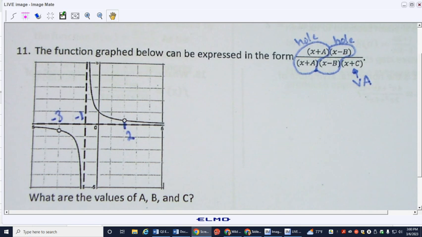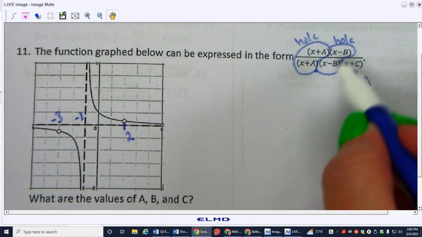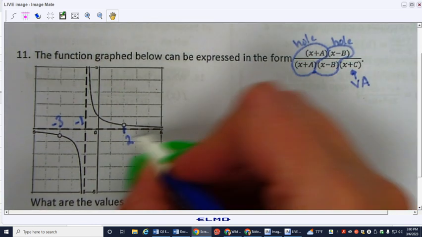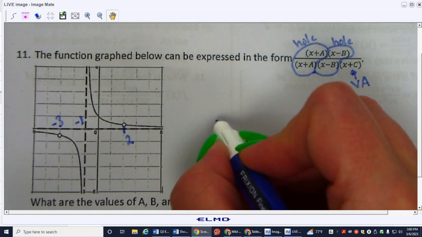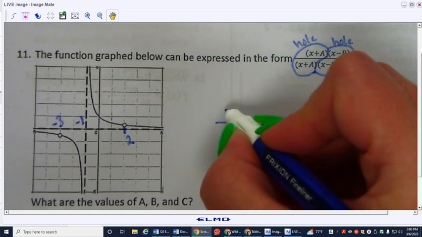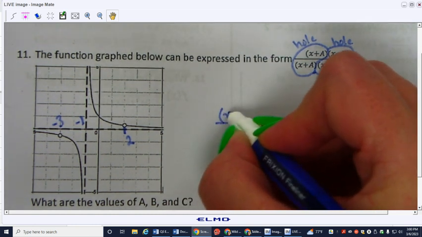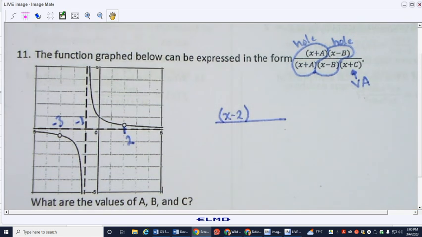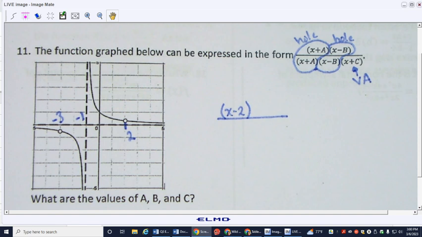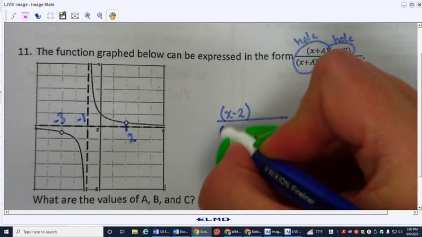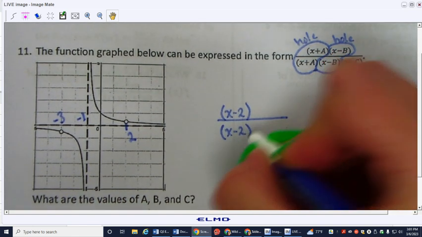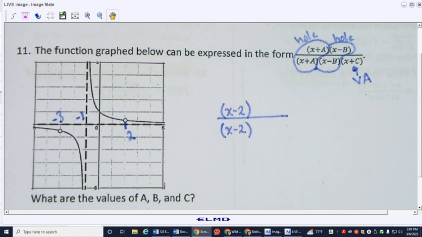What do you want to start with? Which hole, the negative 3 or the 2? 2? So what would I put in here that would cancel out, that would make that hole? Would it be x minus 2 or x plus 2? X minus 2? So when x minus 2 equals 0, that's going to give me a hole at positive 2, yes? Yes. So that needs to repeat on the top and the bottom. Because that way when I put a 2 in, 2 minus 2 is my 0.